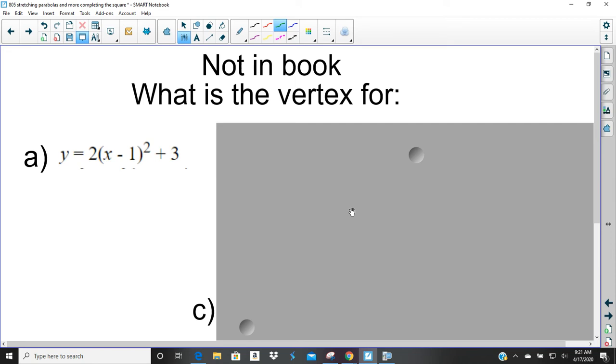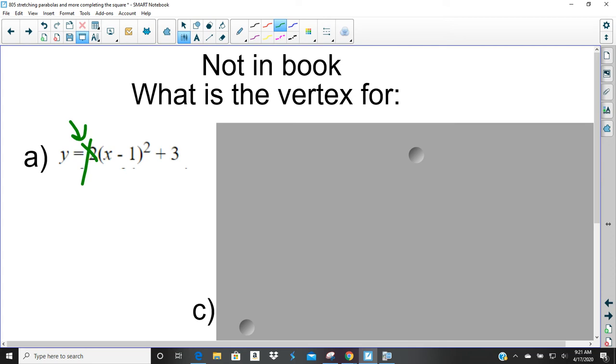What I want you guys to know is that questions like A, B, and C are super duper easy because all you need to do is look at the problem and say, oh, it's going to be the number in the parentheses and the number outside the parentheses. So for example, let's look at A. We have 2 parentheses x minus 1 squared plus 3. This 2 right here, we don't care about when we're talking about the vertex.